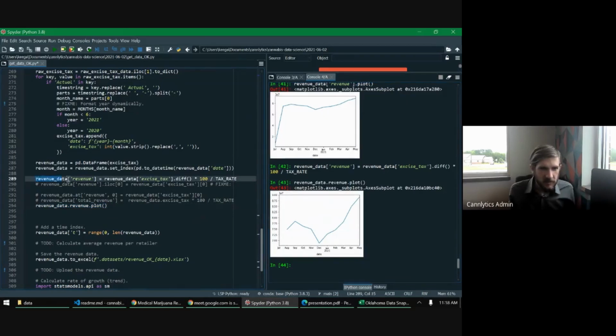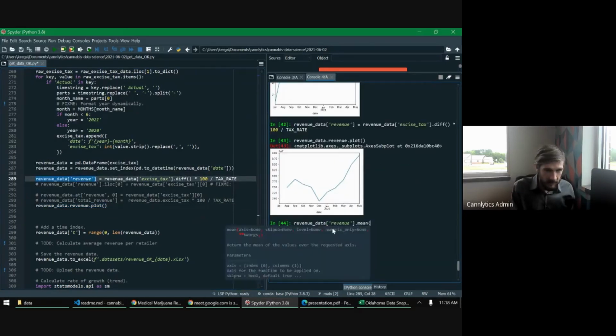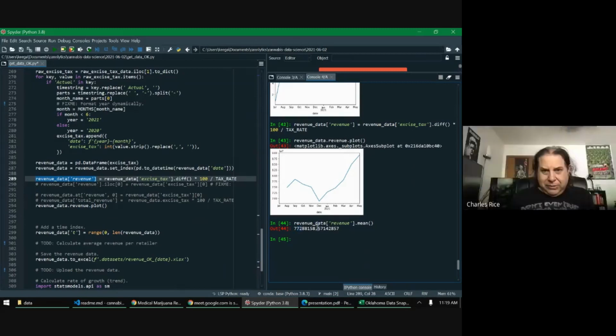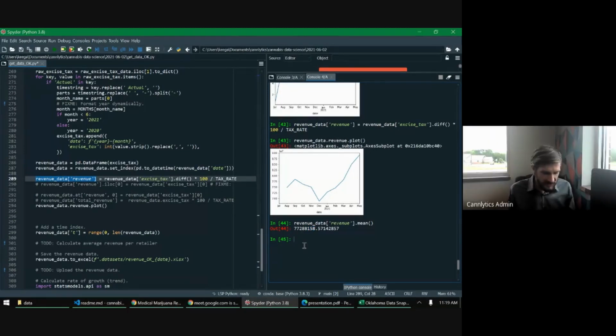Okay, so does this look a bit more reasonable for revenue? Well, it does not. We're still at 77 million. Well, actually, does that sound right? So they're getting about 77 million, and the excise tax is 7%. Yeah, so that's about right. In my opinion, it's a staggering amount of sales, right? You're doing 77 million in sales in August.